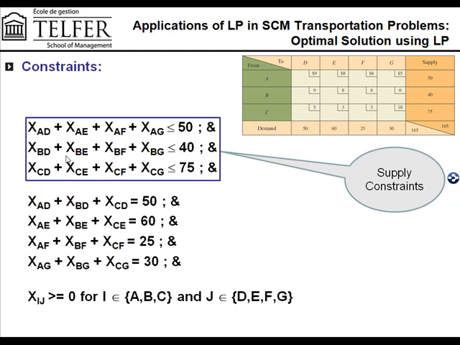Similarly, everything that's coming out of B and going to D, E, F, and G has to be less than or equal to 40. Everything that's coming out of C and going to D, E, F, or G has to be less than or equal to 75. So those are your supply constraints.